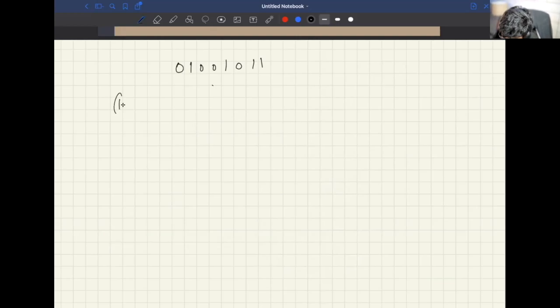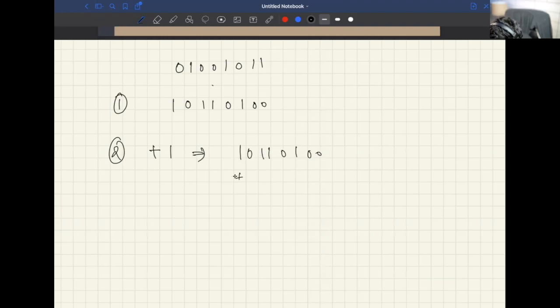So the first step that you need to do is flip all the bits. This is actually going to become 1, 0, 1, 1, 0, 1, 0, 0. The second step is to add 1 to it. This is basically going to be 1, 0, 1, 1, 0, 1, 0, 0 plus 1, which gives 1, 0, 1, 1, 0, 1, 0, 1.